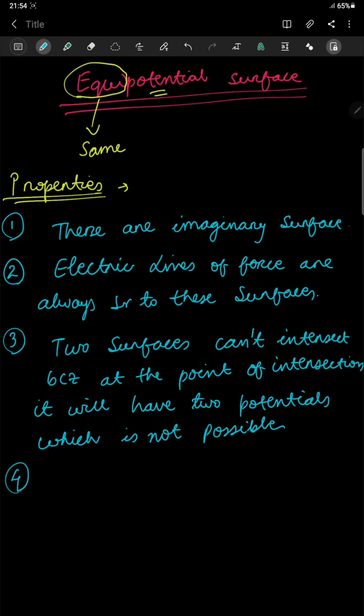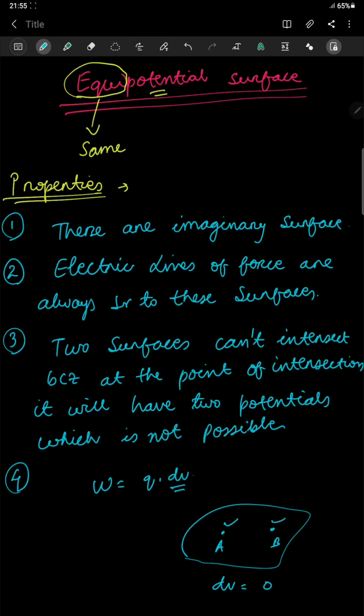The fourth one depends on the formula. Work done is equal to charge into change in potential, or the potential difference. Suppose this is a surface and I have got two points, point A and point B. So what will be dV? It will be 0 in this case. Why? The potential at A and potential at B will be equal. So the potential difference will be 0. If this goes to 0, then the work done will also go to 0.